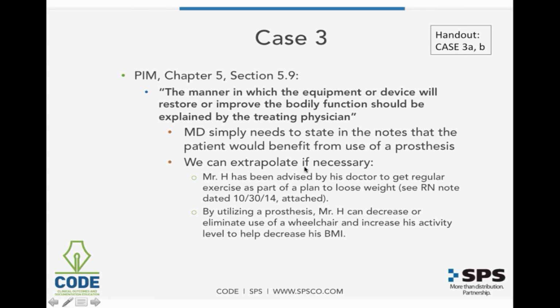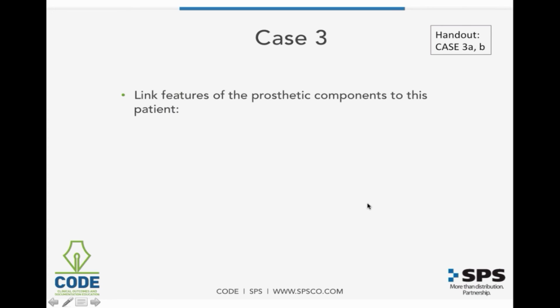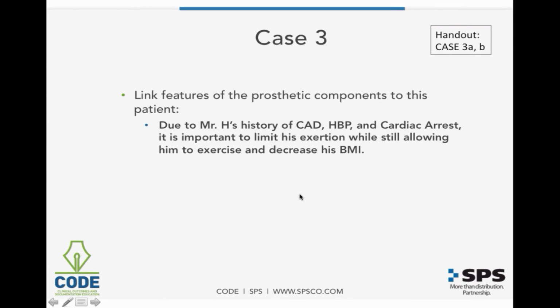Okay, so this is kind of the key point, right? If the doctor doesn't write anything specific to the prosthesis, you're going to use what you have. In this case, it was awesome that the doctor wanted the guy to exercise. That was something we could really grab onto and use for justifications. So let's link that up, right? Yes, this patient has a history of coronary artery disease, high blood pressure, cardiac arrest, etc.